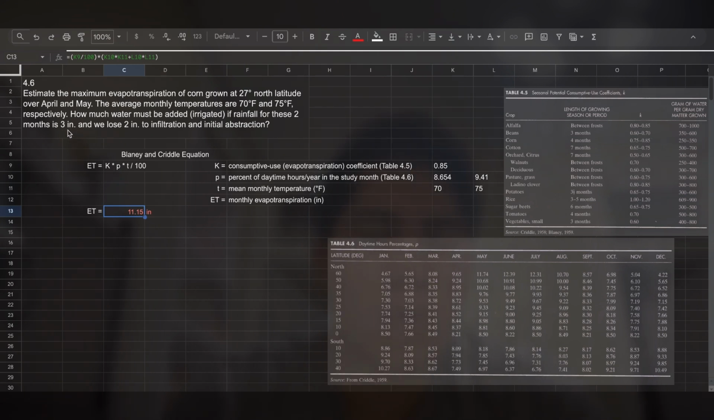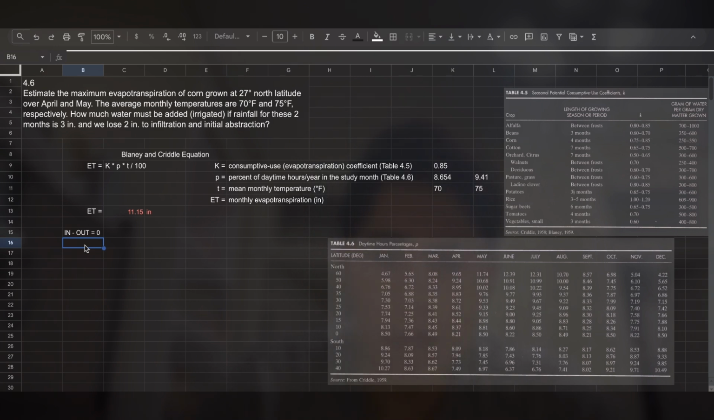So the subtraction of that would be 10 inches. So we need to make up for those 10 inches, and that would be how much we need to irrigate, 10 inches. However, we can also use what we get in minus what we lose out equals 0. If you remember, this is the mass balance equation.